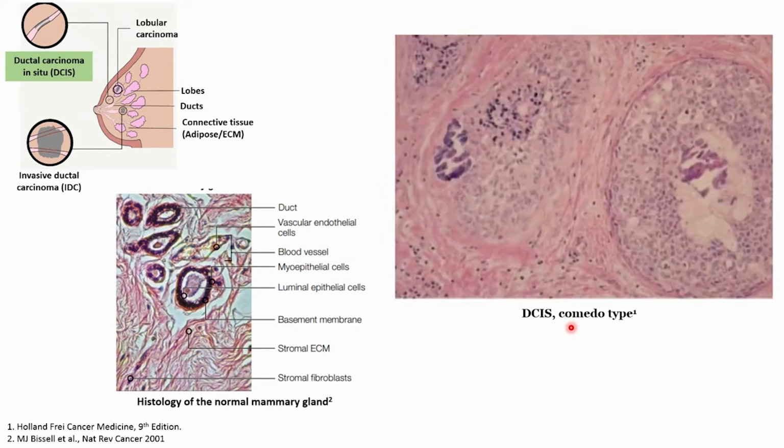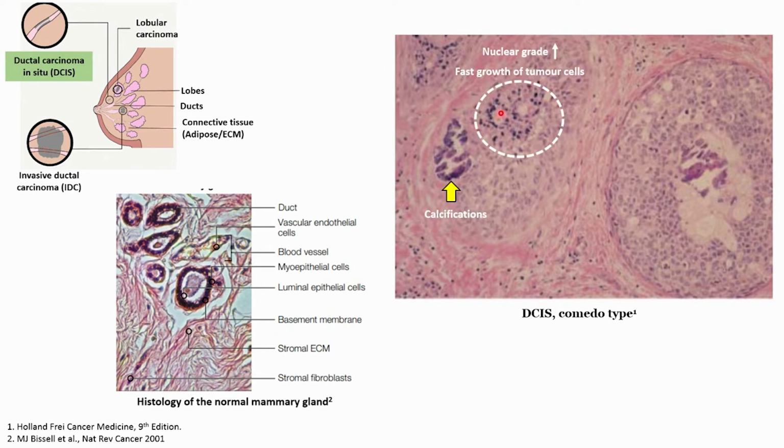Now coming to the next type, it is again DCIS, that is ductal carcinoma in situ, and now here you see something else. You can pause the video for a few seconds and try to see what is the difference in this staining image that you cannot see in the normal duct profile.